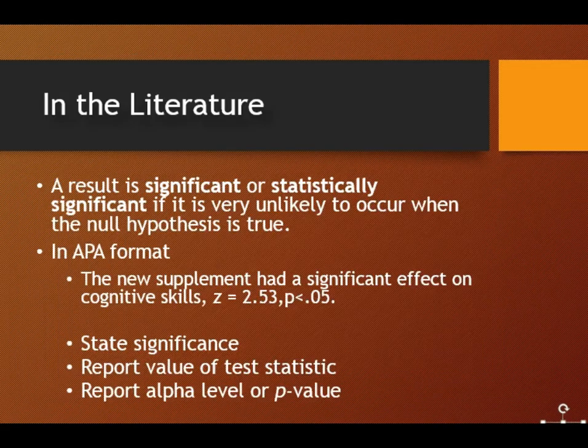When reporting the results of a statistical test, it should include a statement of the significance, the value of the test statistic, and the alpha level. For instance, we may read, the new supplement had a significant effect on cognitive skills, z equals 2.53, p less than 0.05. The statement tells us that the null hypothesis was rejected. The value of the z statistic used to evaluate the sample data was 2.53. It also tells us that the alpha level was set at 0.05, so the possibility of a type 1 error was 5%.